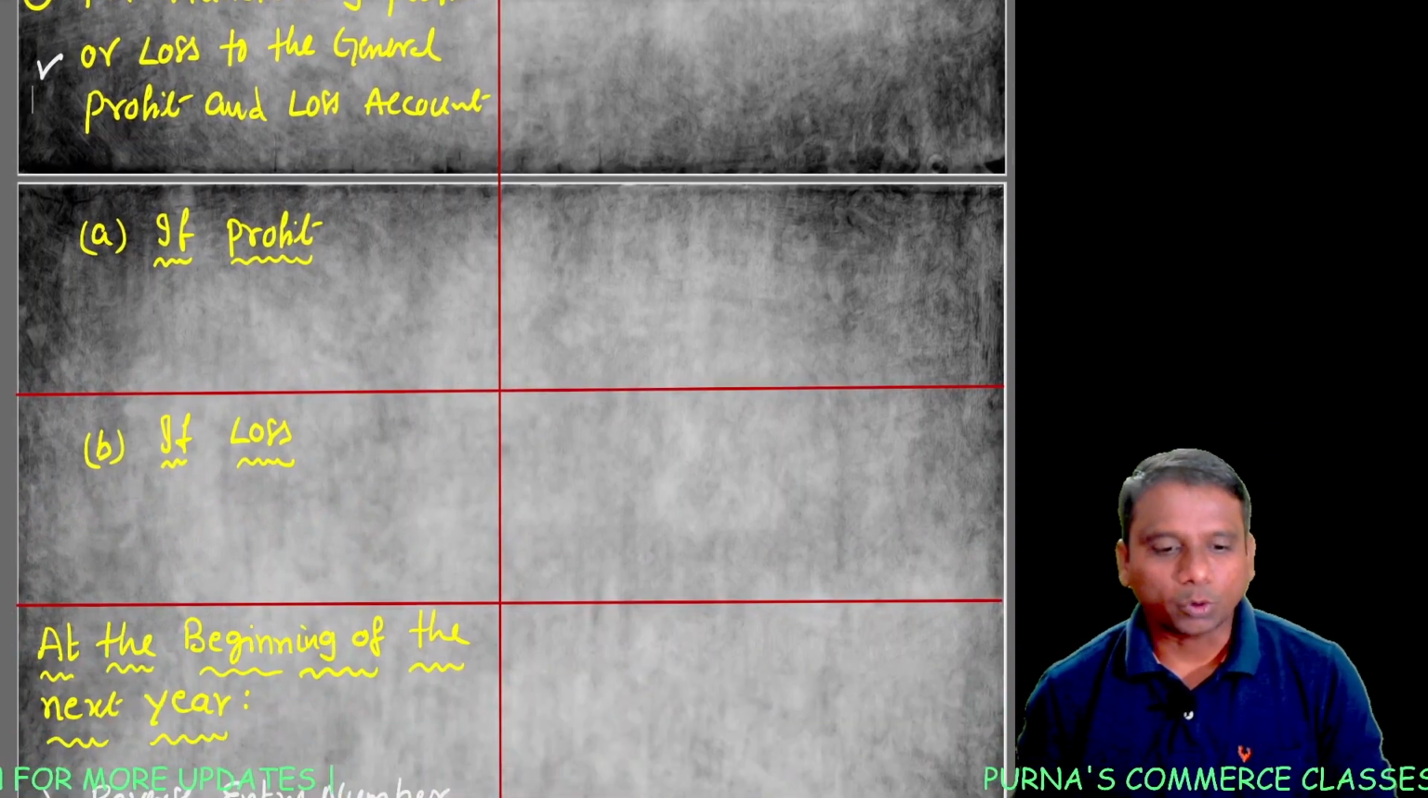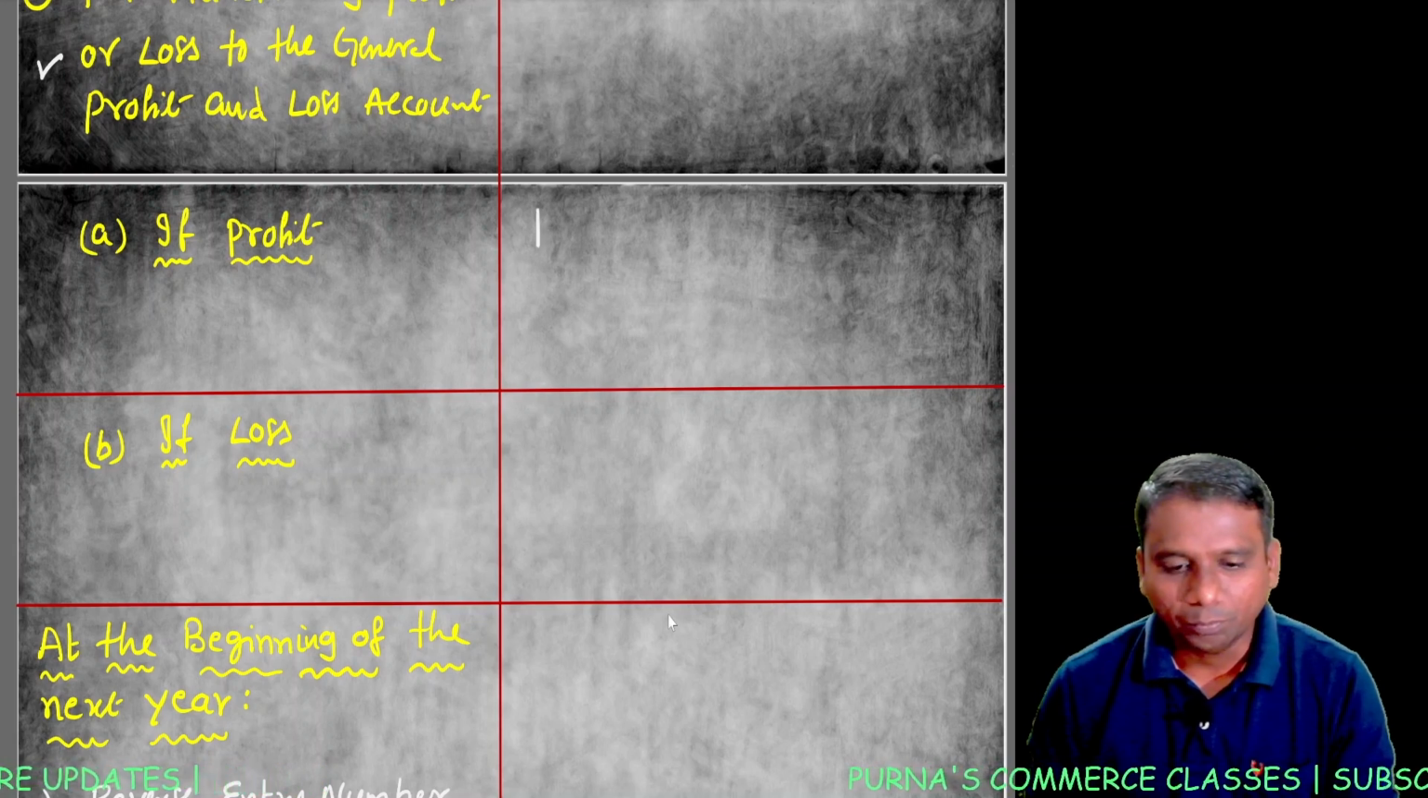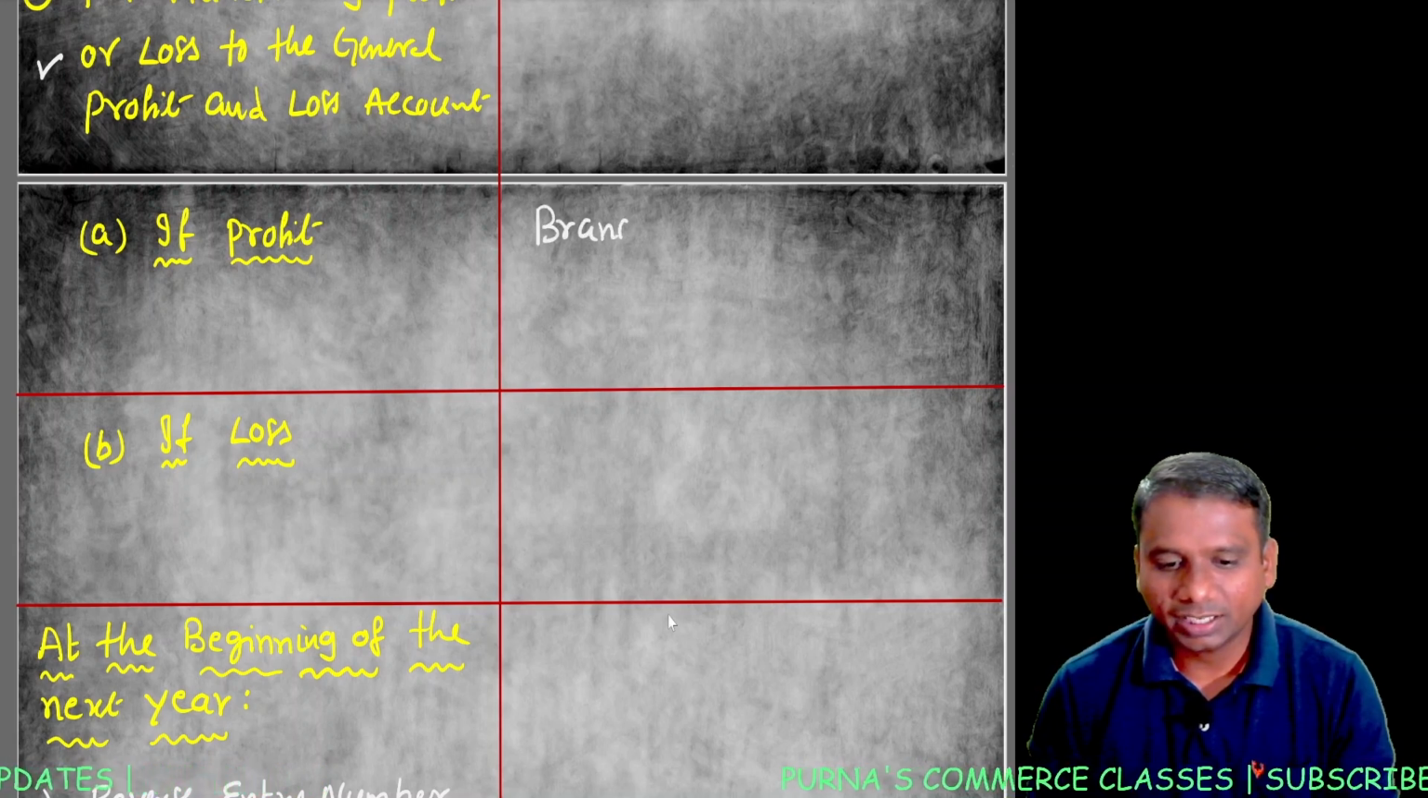Look at it, if it is profit, what is the entry? Tell me. Branch account to debit. Credit is more.